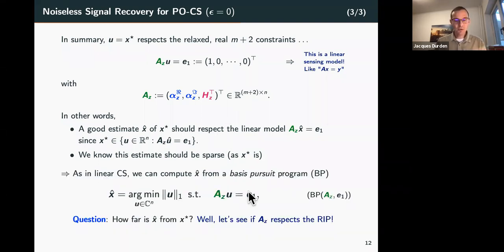And so the point here is simply to use this linear formulation and inject it into this basis pursuit program, which is just basis pursuit denoise when there is no noise, where now the sensing matrix A is replaced by AZ, and the measurement vector Y is replaced by this vector E1. To be sure that you have some guarantees on the estimate, the question to ask is whether or not AZ respects the RIP property.